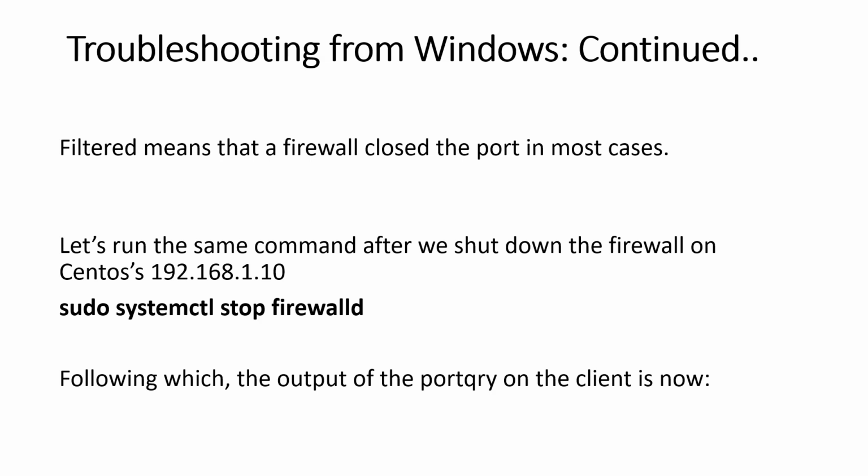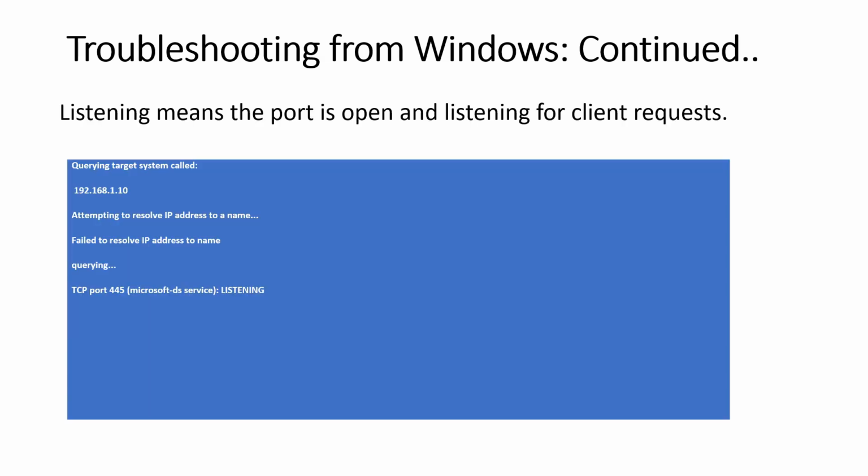Let's run the same command after we shut down the firewall on the CentOS server 192.168.1.10. So we go over to the CentOS server and shut down the firewall using the command sudo systemctl stop firewalld. Now we go back to the Windows machine and run the portqry command again. And we see that the status has changed from filtered to listening, which means that the port is open and waiting for client requests.